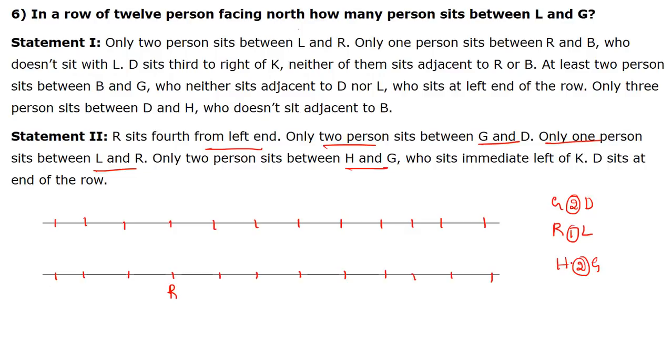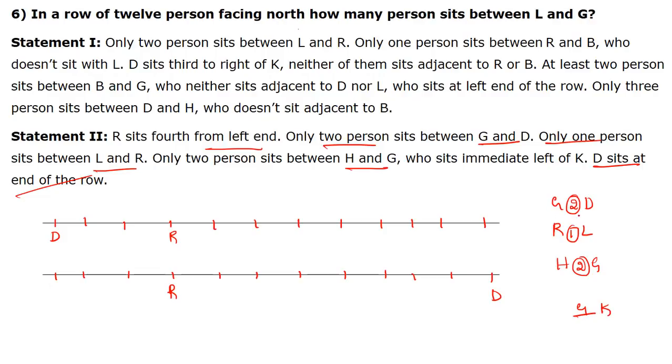G sits immediate left of K. So K's immediate left must be G. So immediate left of K, G has to be placed. The next one is D sits at the end of the row. So therefore D can be at this place or D can be at this place. There are 2 possibilities, that is why I am going to write it over here. D can be at this end or D can be at this end.